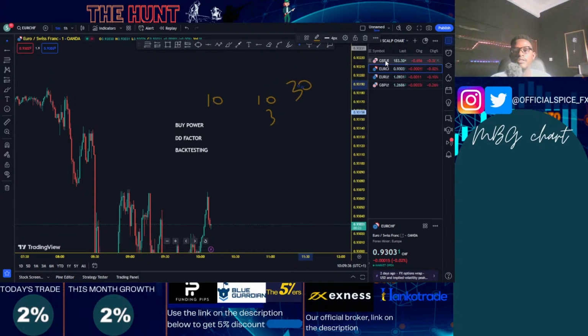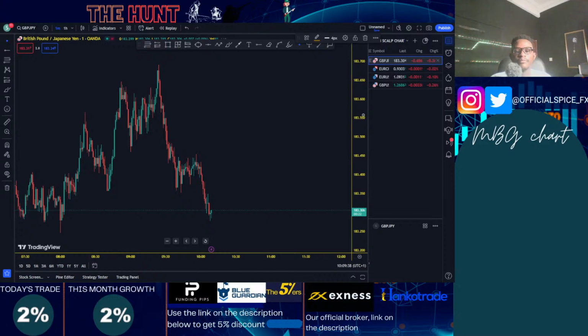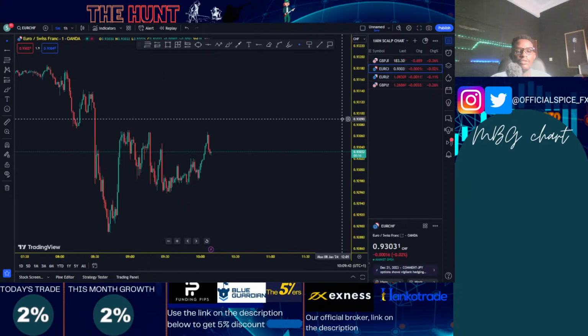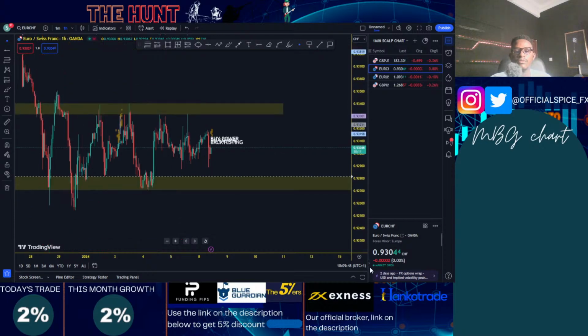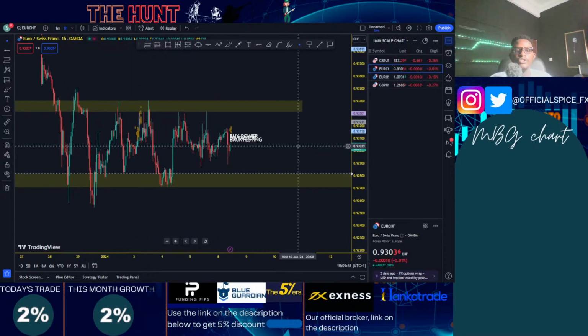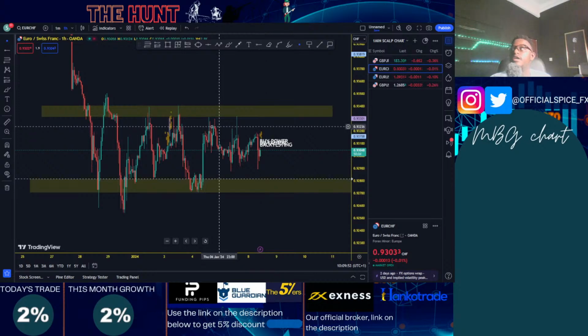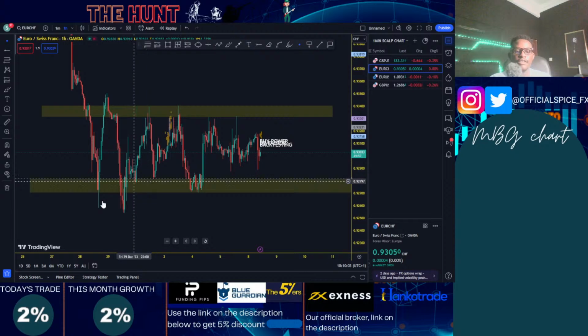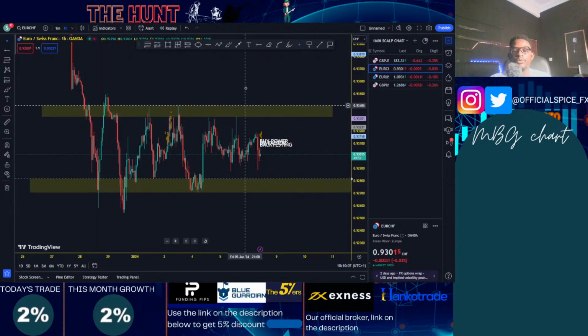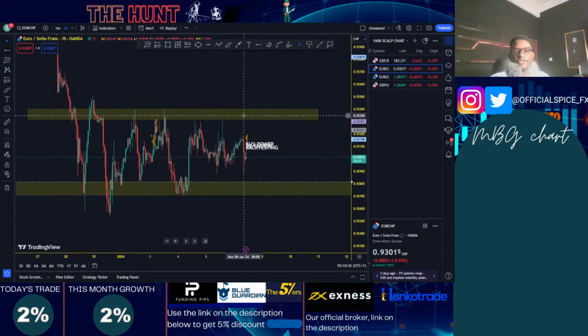So let's quickly check. I've talked about GBP JPY. Now let's talk about Euro CHF, and why I'm choosing the levels that I'm choosing. On my Euro CHF, price has reacted to this level, this level, this level, and also this level. You can see price also reacted to this point right here, which means this level is a very strong level.